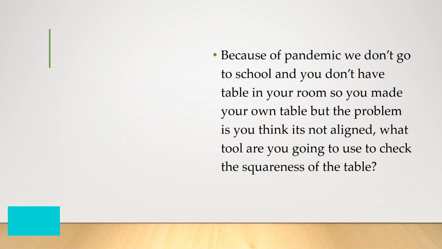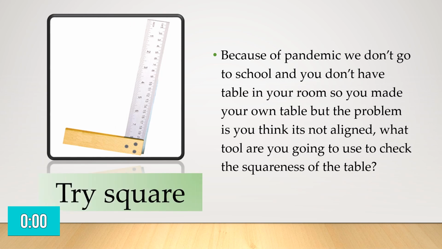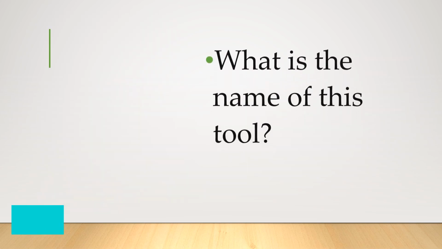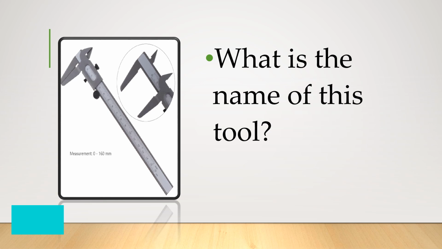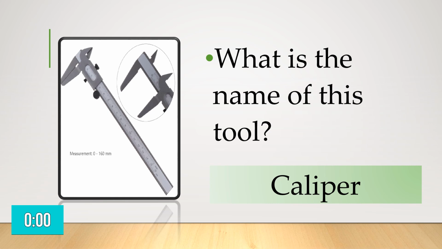Because of the pandemic, we don't go to school and you don't have a table in your room, so you made your own table. But the problem is you think it's not aligned. What tool are you going to use to check the squareness of the table? The correct answer is tri-square. What is the name of this tool? The correct answer is caliper.